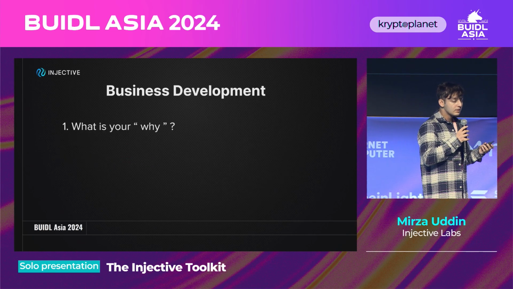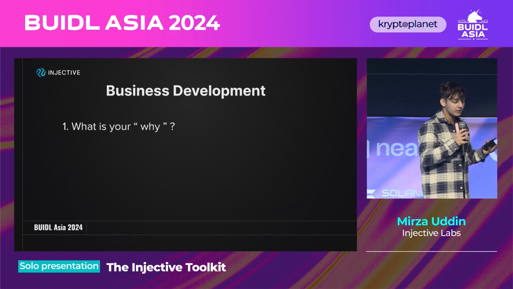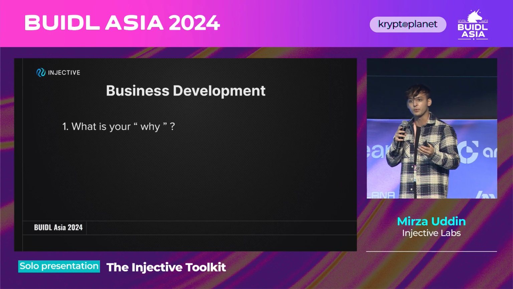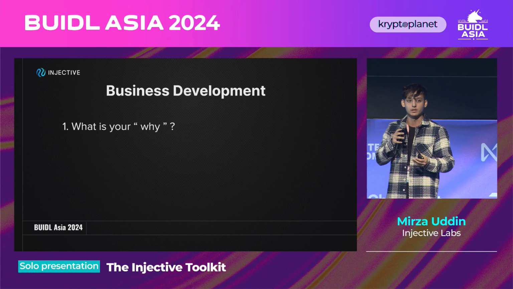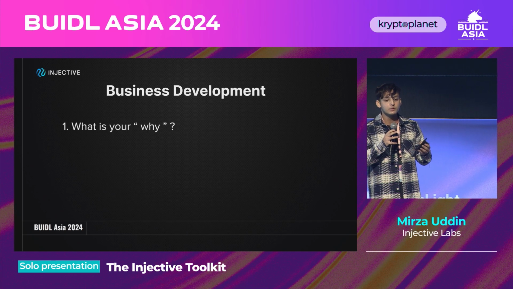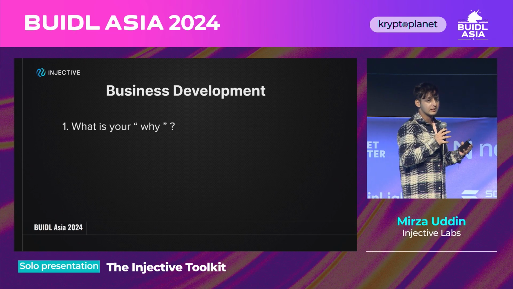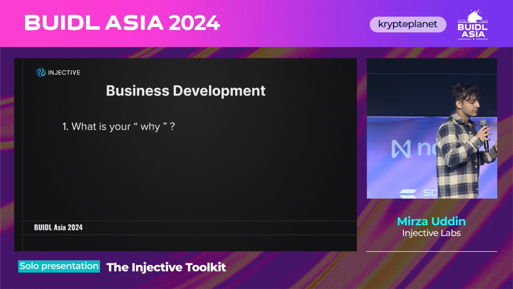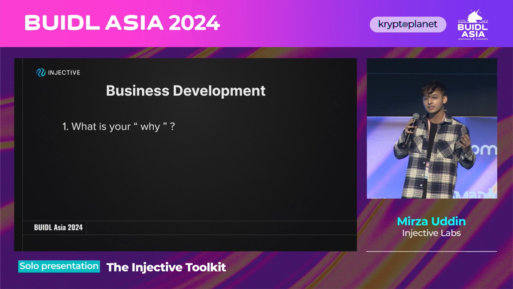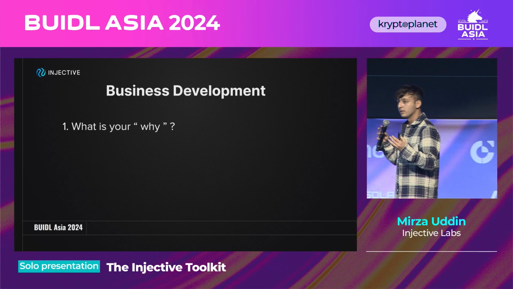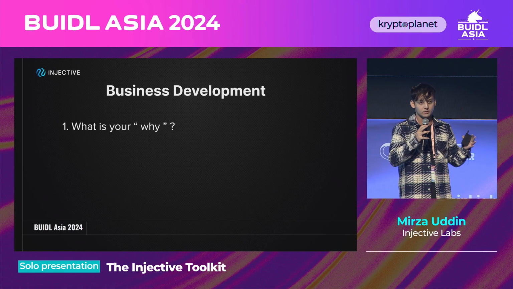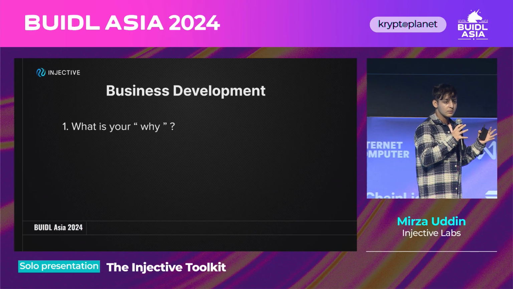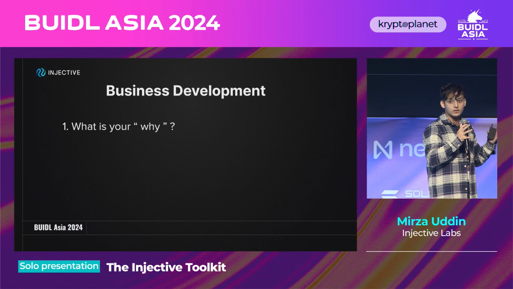And the first point might sound really basic, but I think people really need to start off with asking themselves why. Why should users care about whatever you're building? And usually people mess this up because they start off very generic. So they'll say something like, oh, we're building the next gen lending protocol, or we're building the modular L1, etc., right? Or whatever. They'll just use generic terms and try to appeal to everyone.